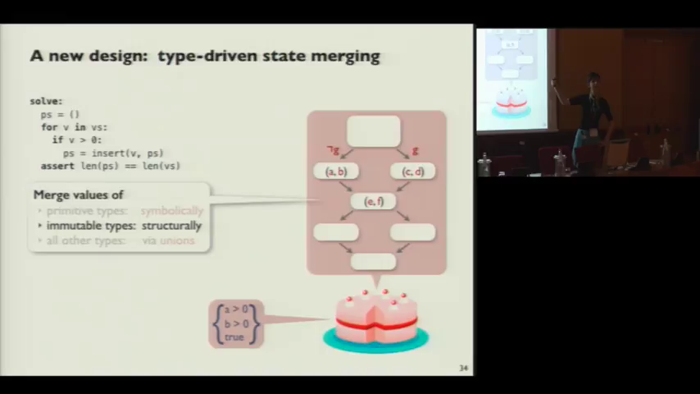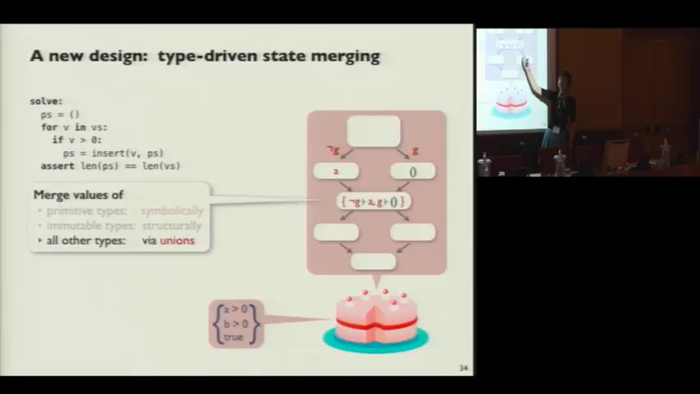Now the tricky case is what happens when we can't do either of these base cases. So we have two data structures with different shapes, or we have a primitive value and a data structure. We don't know how to merge that. The way that Rosette does it is by using a new kind of symbolic value, which we call symbolic unions. And these are essentially sets of guarded values where all the guards are, by construction, disjoint and exhaustive. So under every concrete interpretation of these symbolic values, exactly one guard will evaluate to true. So let me show you why this helps, how this actually works in translating our example program to constraints.